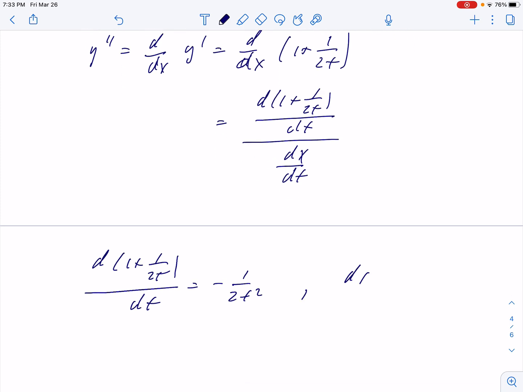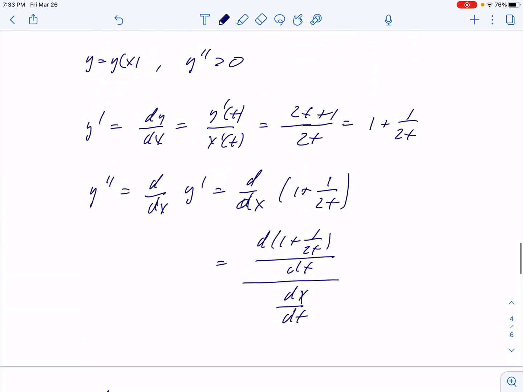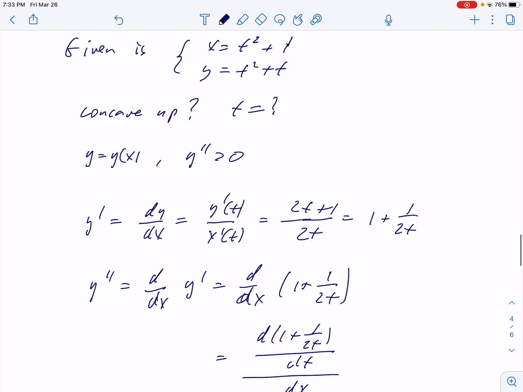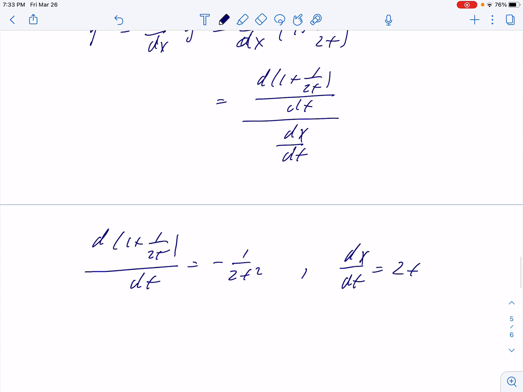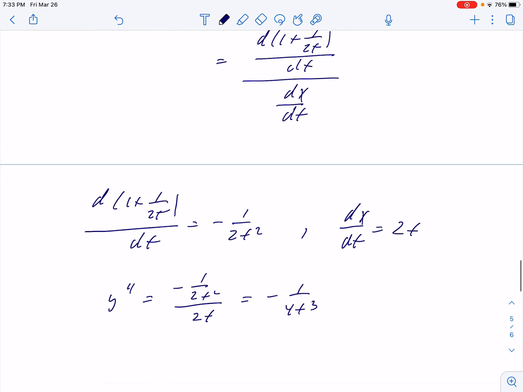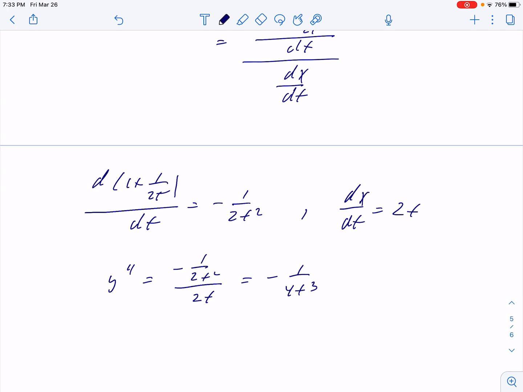Also, dx/dt we already know. dx/dt is 2t. So our second derivative becomes negative 1 over 2t squared divided by 2t. So this will be negative 1 over 4t cubed. In terms of t, this is our second derivative.